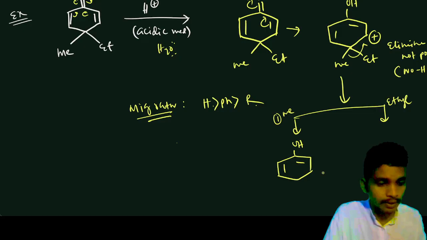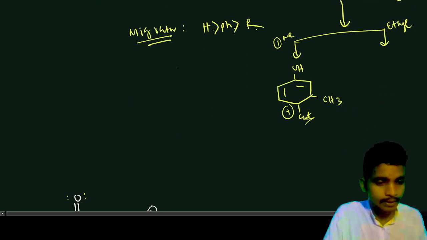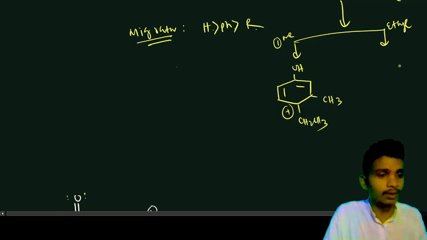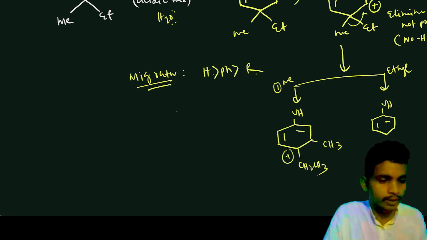This is OH, and here we have the methyls, and here we have the ethyl, and here we have the positive charge. Let me write methyls here, CH3, and ethyls here, CH2, CH3. Now if I do the ethyl shift, then what will happen? OH, and here we have CH2, CH3, and here I have CH3, and here the positive charge will form here, because after the methyl or ethyl shift, the positive charge comes to this carbon.